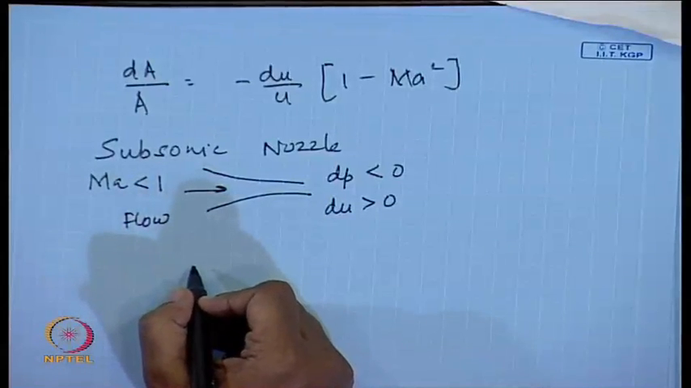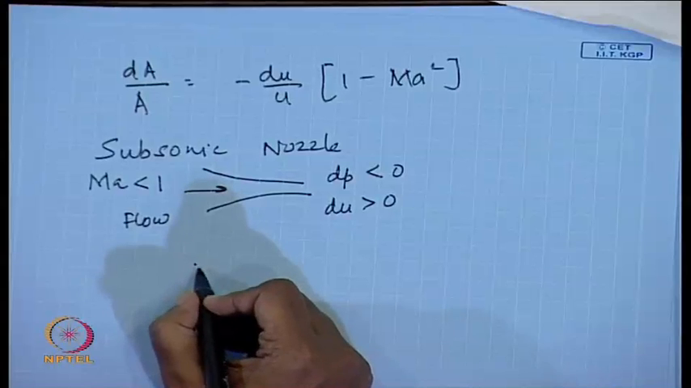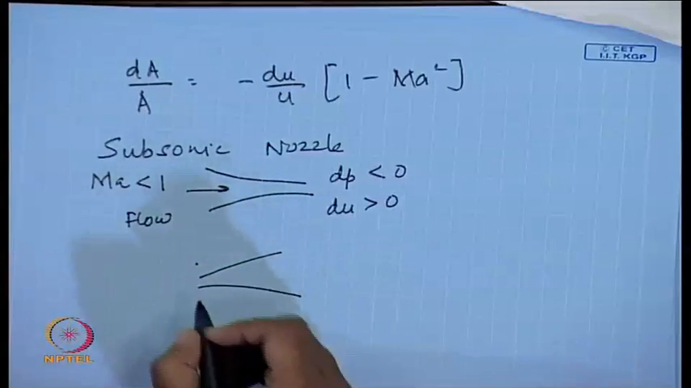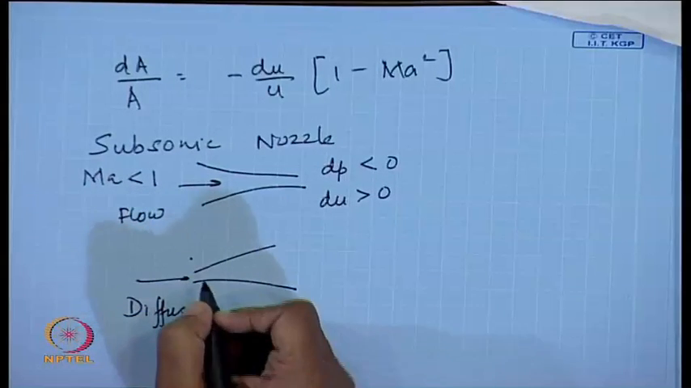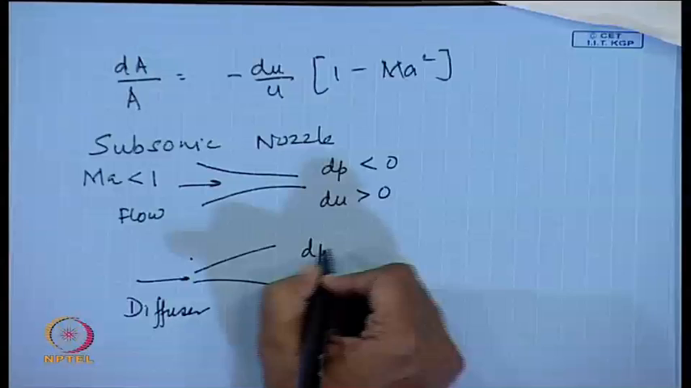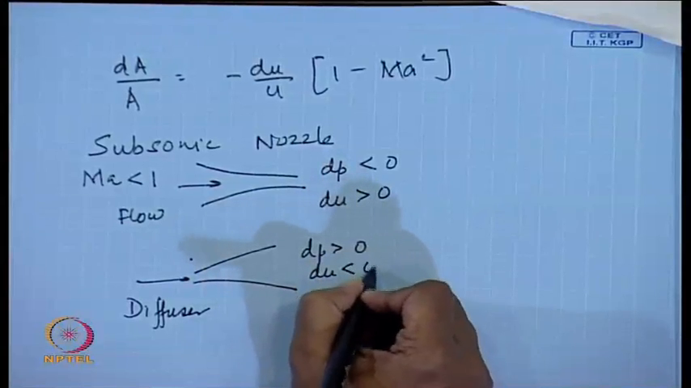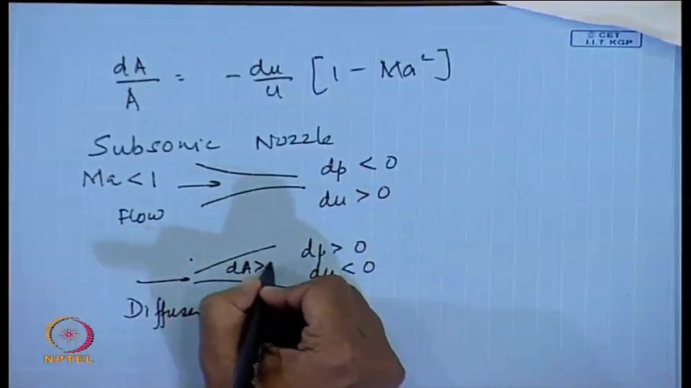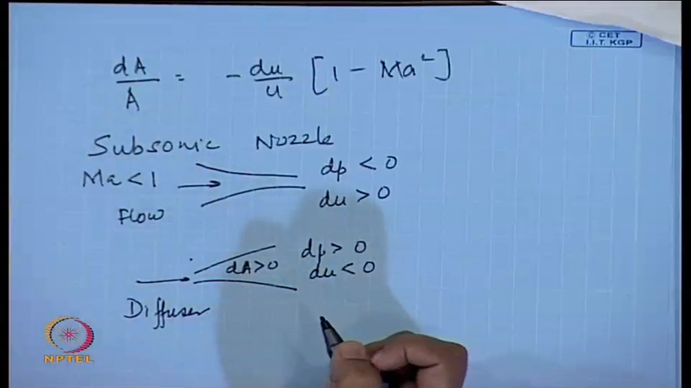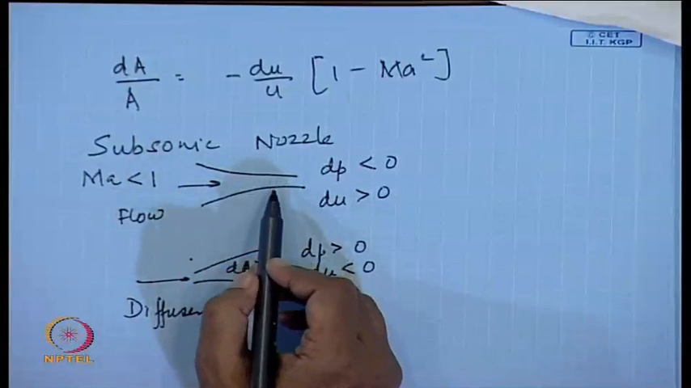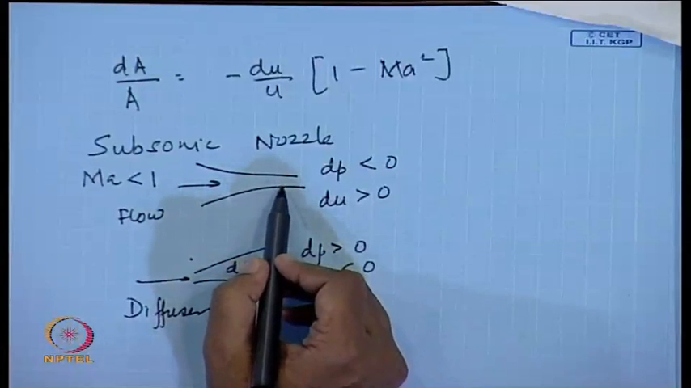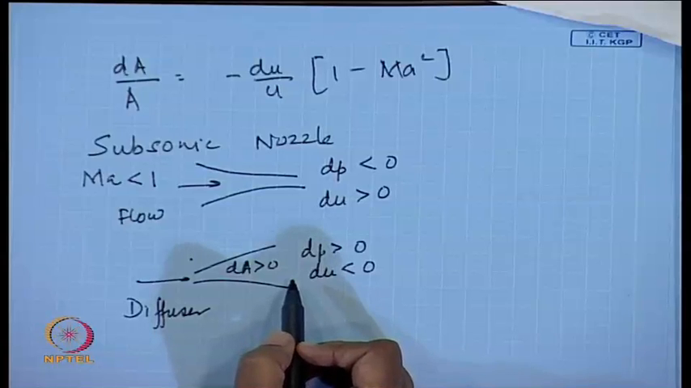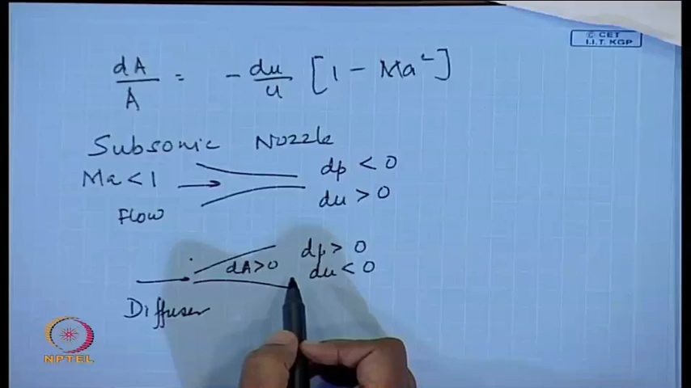And what about a diffuser? A diffuser will be something of this sort. So, this is a nozzle and this is a diffuser. Again the flow is in this particular direction. In this particular case, we get dP greater than 0, du less than 0, dA greater than 0. Agreed? So, a nozzle is a convergent profile, a diffuser is a divergent profile. This accelerates flow, this decelerates flow, just the same way as we had studied for incompressible cases.